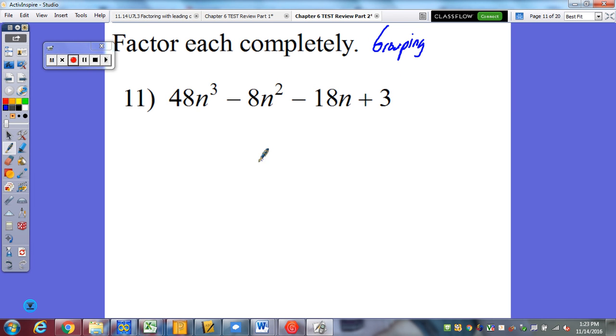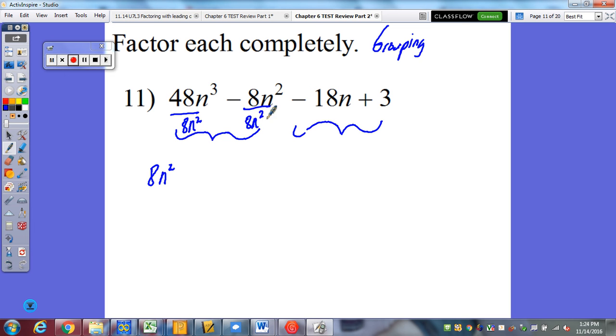All right, remember what happens with grouping. We group our first two terms together, and we group our last two terms together. So out of the first two, 48 and 8, we're going to factor out an 8. N to the third and n squared gives me an n squared. Well, what do we have left when we use this as our divisor?